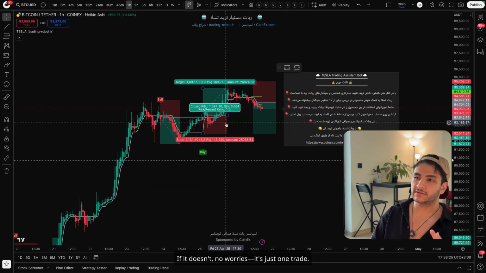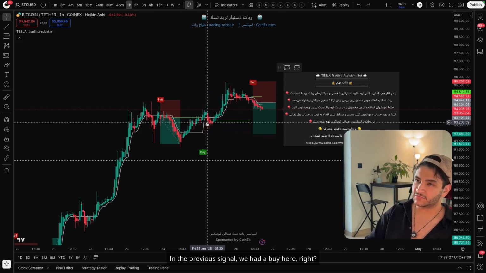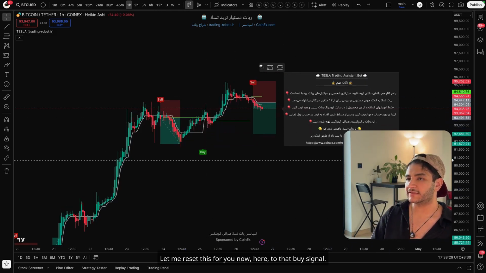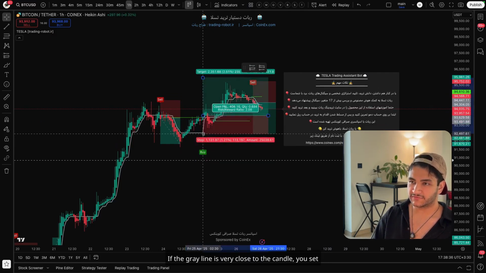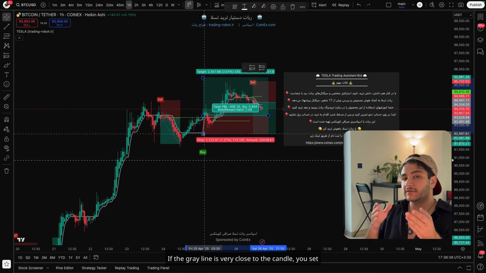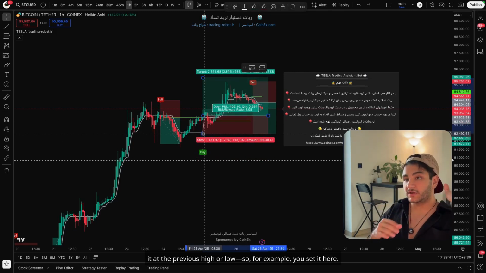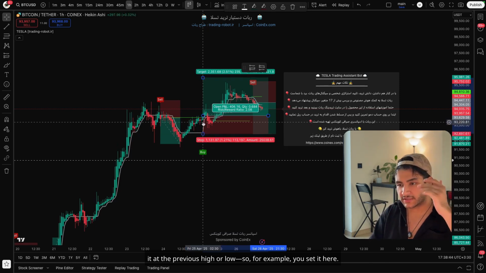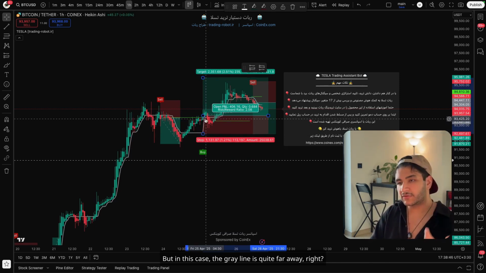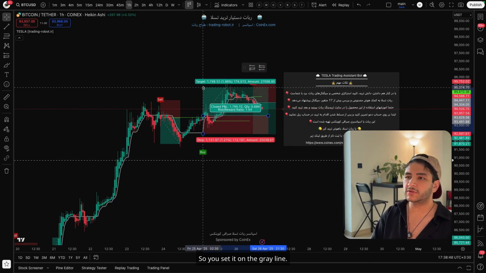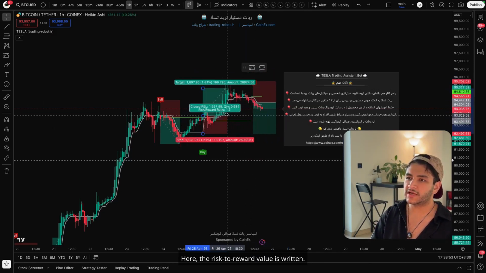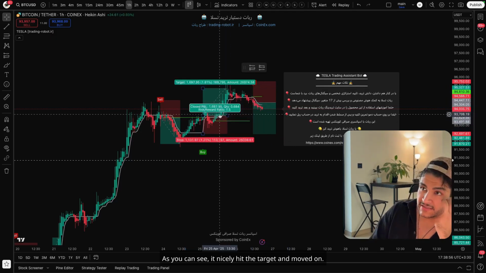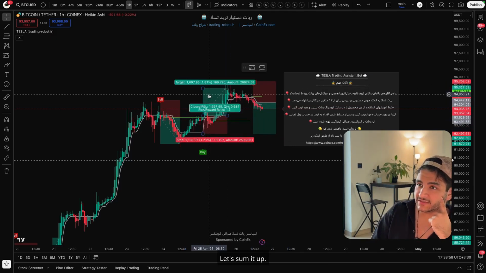It's just one trade. In the previous signal, we had a buy here, right? Let me reset this for you now, here, to that buy signal. You enter on the candle close and set your stop at the gray line. If the gray line is very close to the candle, you set it at the previous high or low. So, for example, you set it here. But in this case, the gray line is quite far away, right? So you set it on the gray line, you set your risk to reward at 1.5. Here the risk to reward value is written. As you can see, it nicely hit the target and moved on. Let's sum it up.